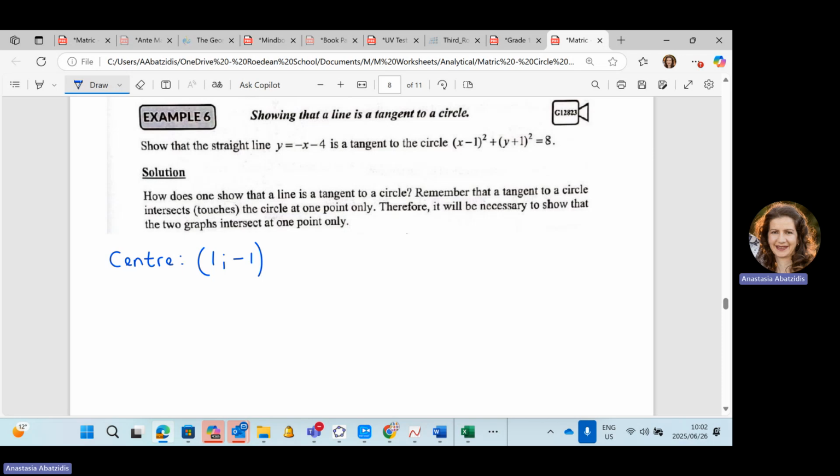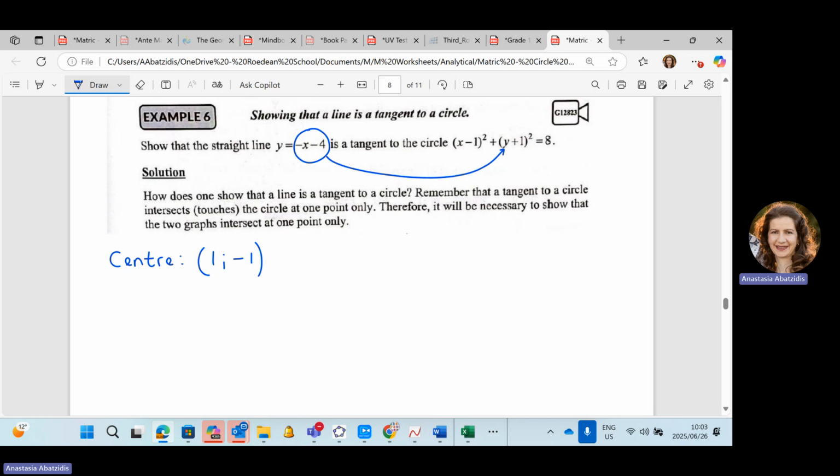Okay, so it even gives us a hint here. It says, how does one show that a line is a tangent to the circle? Remember, a tangent to a circle touches it at one point, so it'll be necessary to show the two graphs intersect at one point only. How do we show two graphs intersect? This is a straight line intersecting with a circle, so when they're equal to each other. Can we substitute or solve simultaneously? We're going to substitute that into y's place. I don't know if the center is useful here.